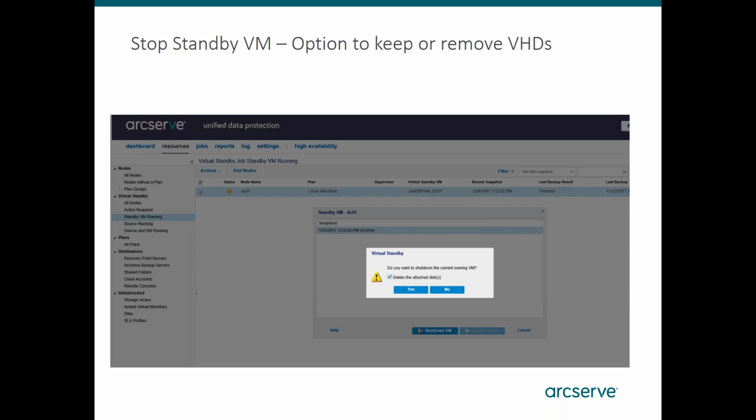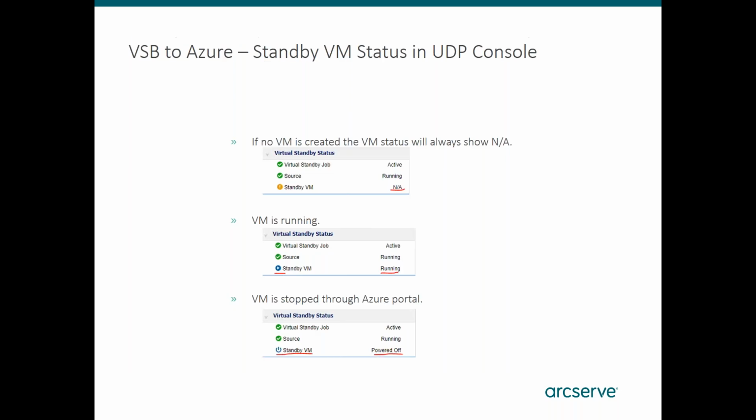So you would probably say no to that, to power off the VM. The compute would disappear from the Azure Resources tab, but the virtual hard drives under the resource group would stay available. Also, from a monitoring perspective, if no VM is created, the VM status will always show not applicable. So when you're monitoring the virtual standby VMs, it will say not applicable because you've not actually started any compute. When you provision or start the virtual standby task, it will tell you that the VM is running. If you stop the VM through the Azure portal, then you'll see that this virtual standby VM is powered off, but it's still available, and can be powered on at any point in time.